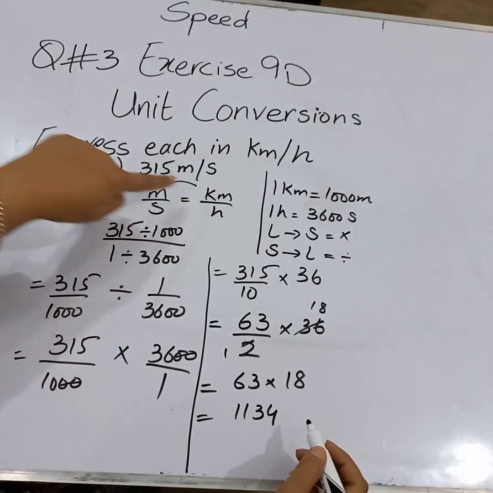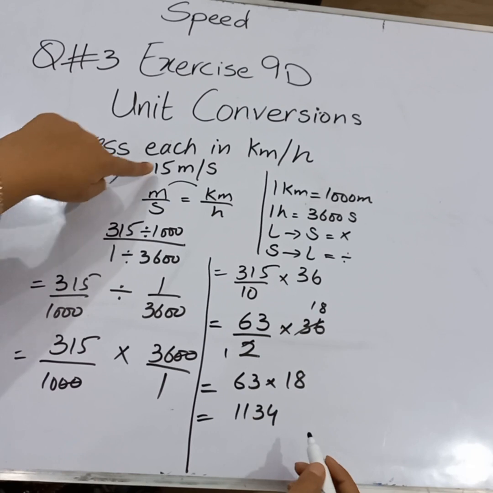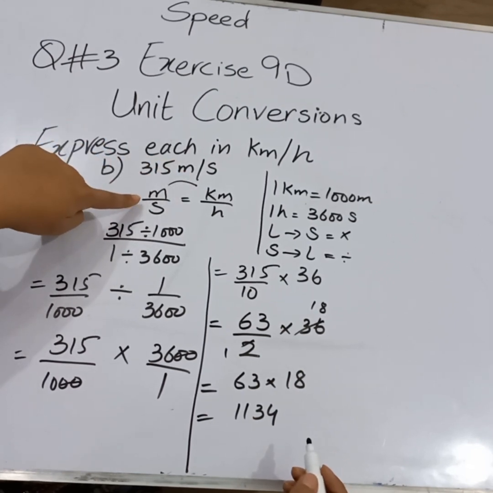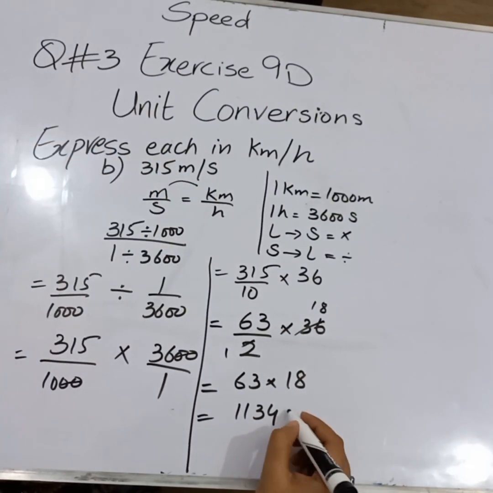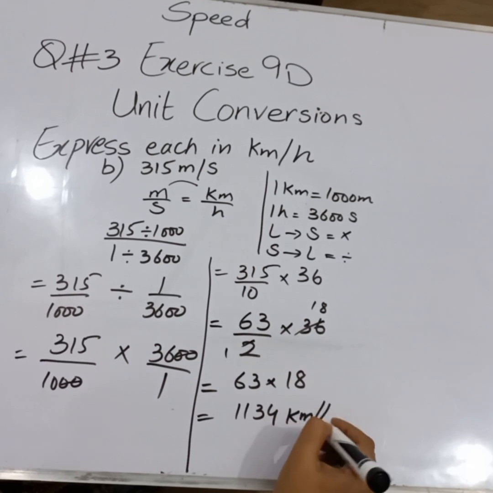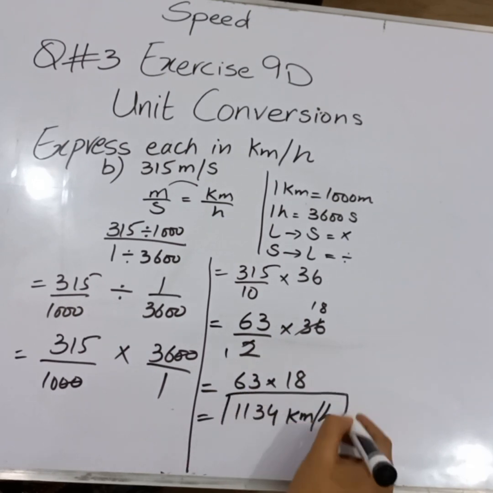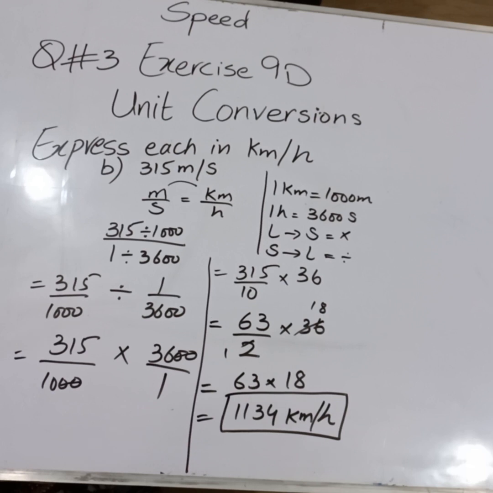We were previously in meter per second. 315 was in meter per second. Now we have changed into a bigger unit, that is kilometer per hour. And the same unit will be written with its answer as well. And this is a very important thing. The unit you are converting, it should be written with its answer.